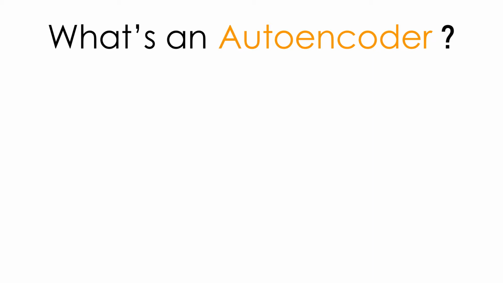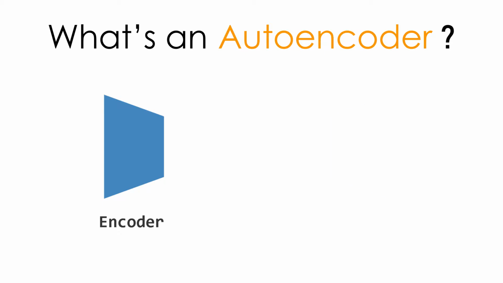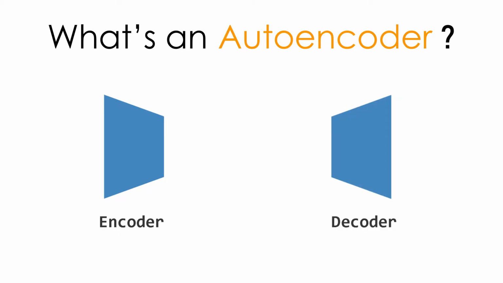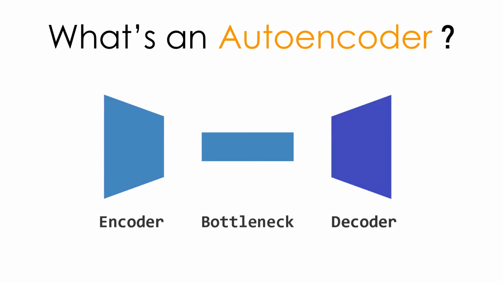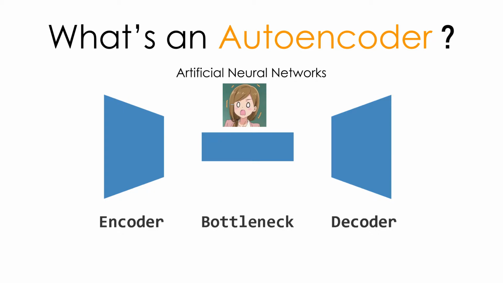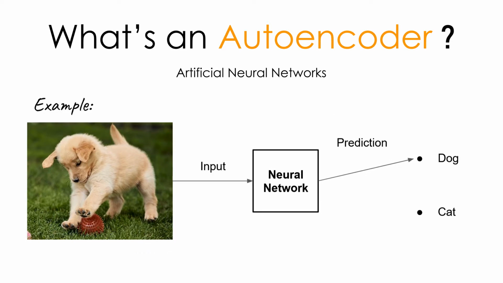An autoencoder has two main parts, which are the encoder and the decoder. In the middle there is what is called the bottleneck. Each of the encoder and the decoder are artificial neural networks. If you don't know what an artificial neural network is, you can think of it as a black box which can model any function you'd like. This is particularly helpful when the function you want to model is rather difficult to make by hand.